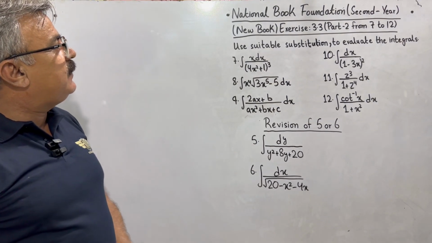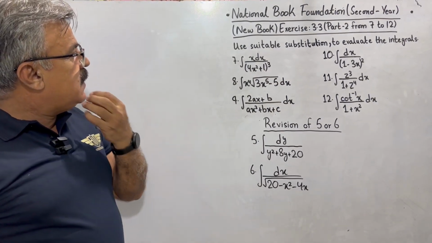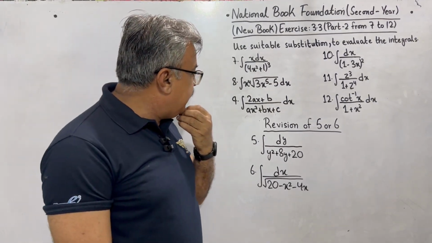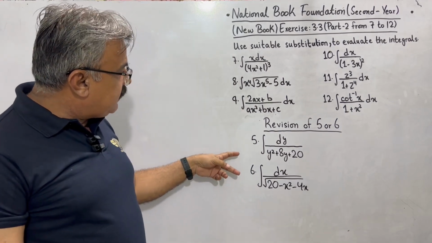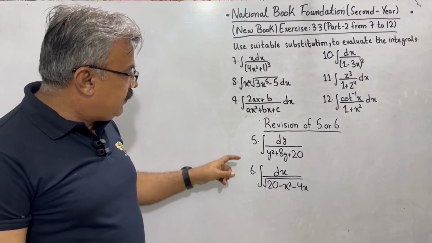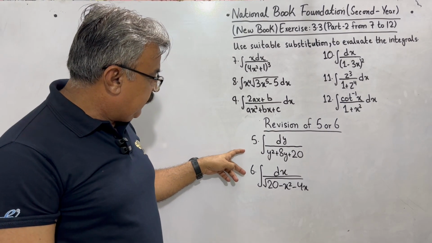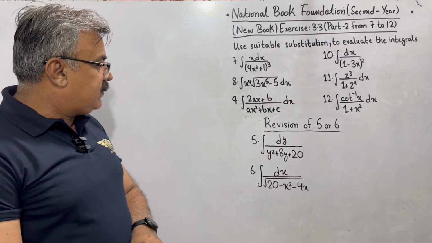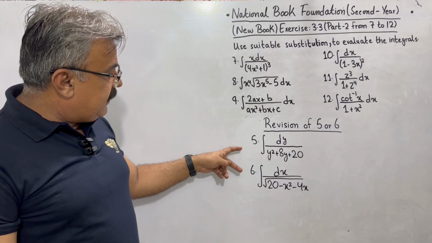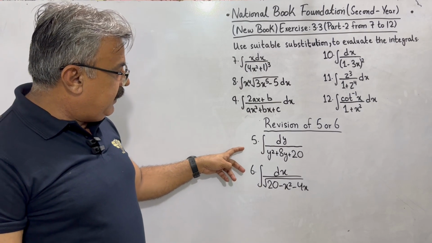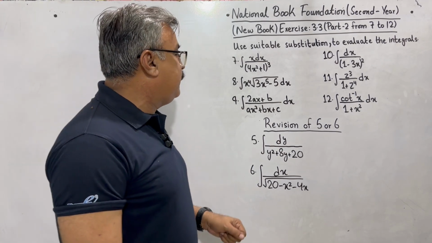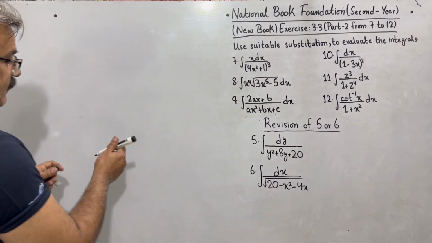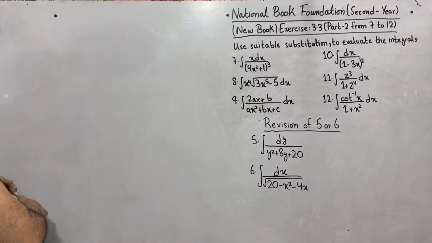The remaining portion of exercise 3.3, from 7 to 12. I have to compile the remaining ones, as well as revise these two questions, as they have good concepts for you: when to suppose tan, when to suppose sine or sec, and what we mean by completing square integration. Question number one, without wasting time.